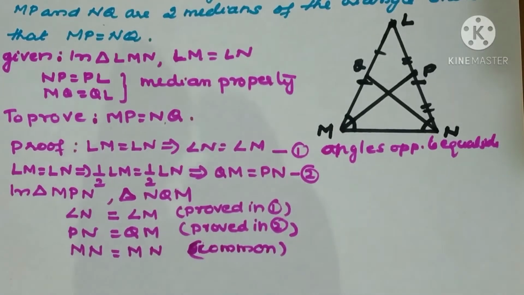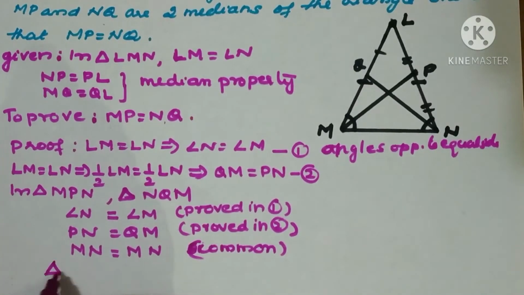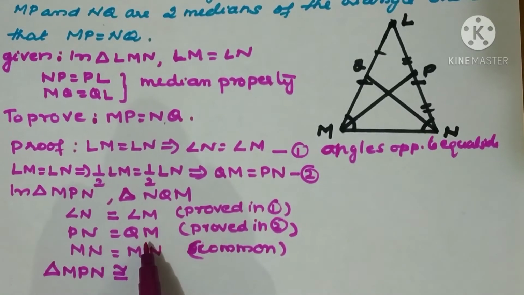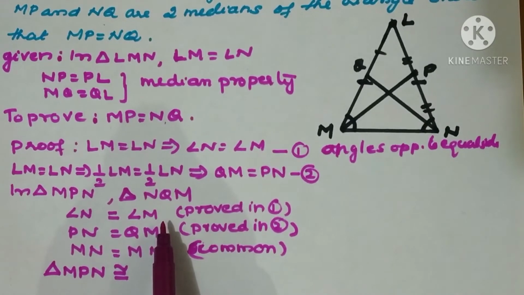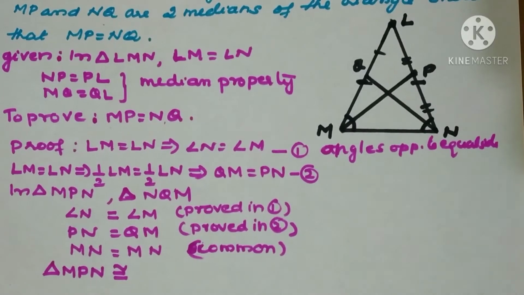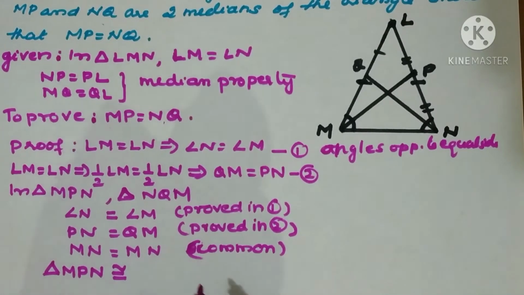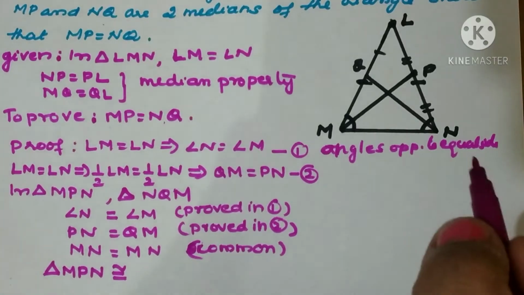So when we are writing the geometrical proof, you should write the statement like this and write the reasons also here. Now what is the triangle name we should consider? Triangle MPN is congruent to... What is the criteria? Two sides and the angle we got. So let me check that one.